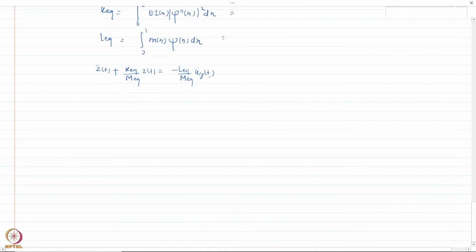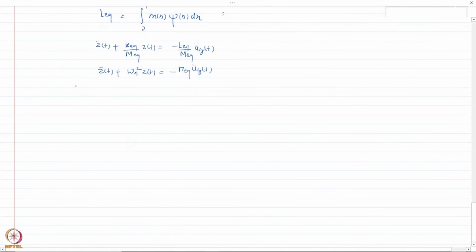Okay, so we can write this as Z double dot t plus omega n square Z of t, and thus it is equal to, I'm going to define it as another parameter, Ug of t. Okay, now if I have damping in the system, you might know the familiar expression. I can further write, include the damping as 2 zeta omega n times Z dot t plus omega n square times Z of t equals minus gamma equivalent times ug of t.